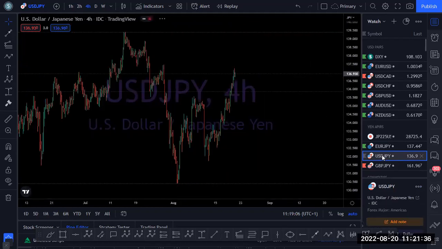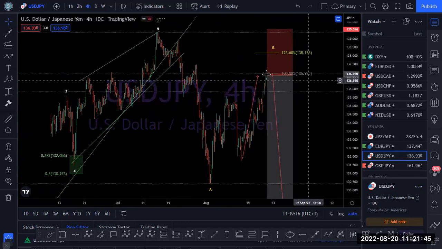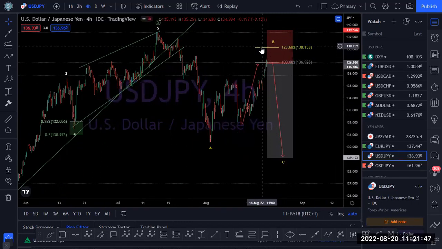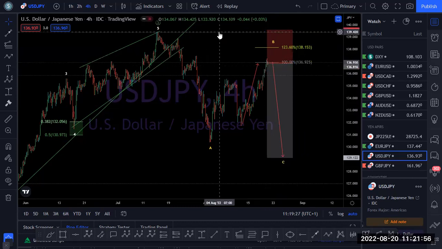USDJPY, the same situation. USDJPY is already at the reversal zone. So between this place and the reversal zone, if the setup occurs here, I will sell, and the stop loss will be here.